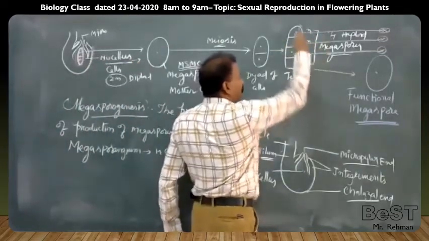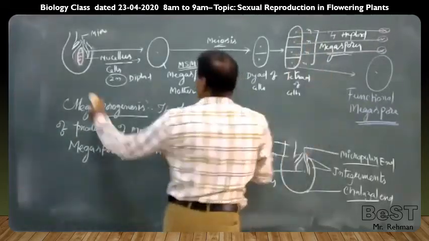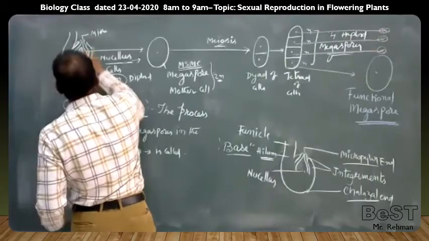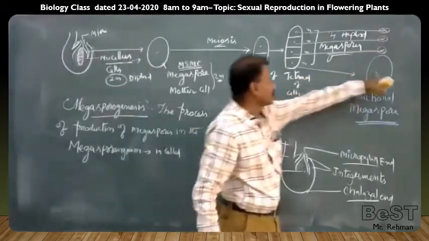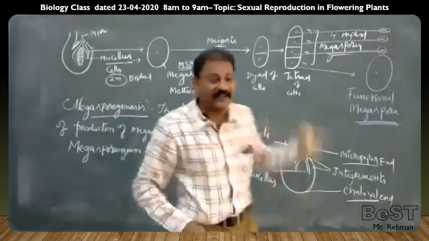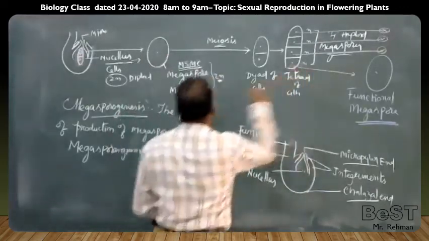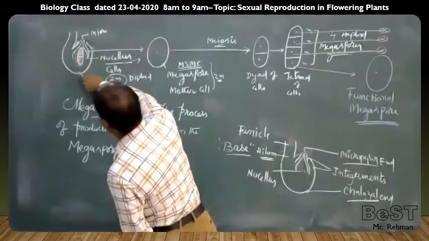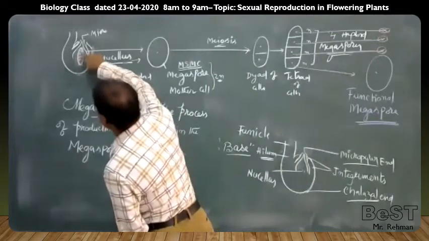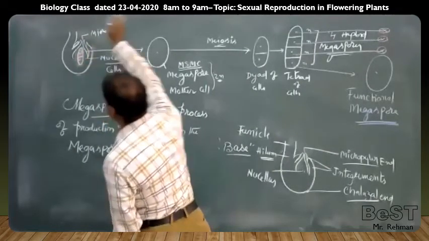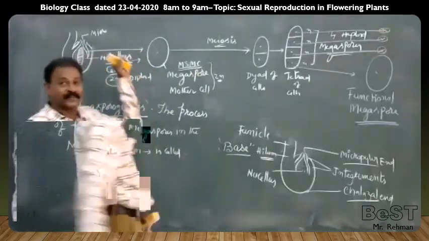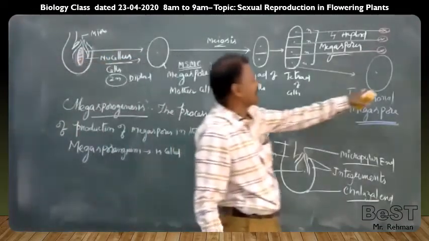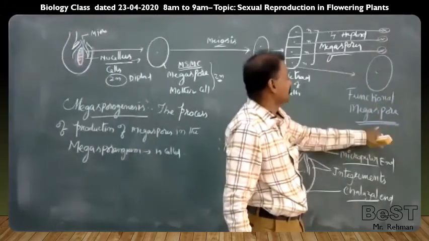But out of the 4, because of the little food material in the nucellus, the upper 3 will disintegrate, and the lowest one remains. Which is the lowest one? The megaspore present towards the chalaza. The upper 3, which are present towards the micropyle, disintegrate, and the lower one, present towards the chalaza, becomes enlarged, and this is called the functional megaspore.